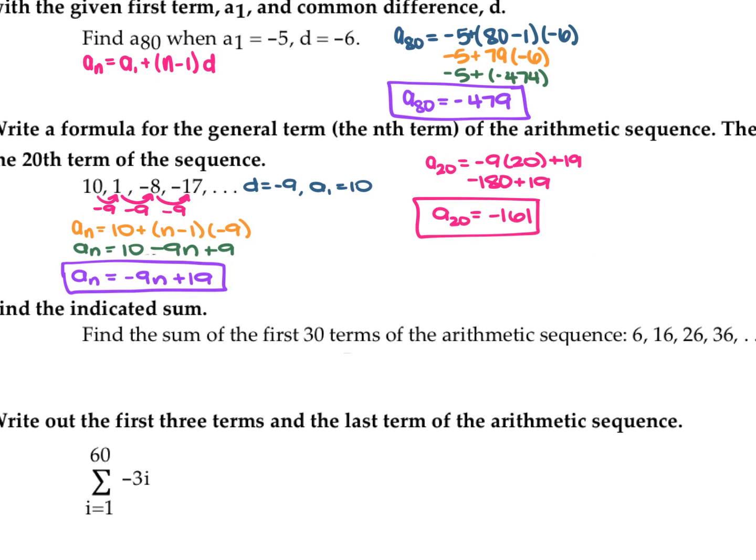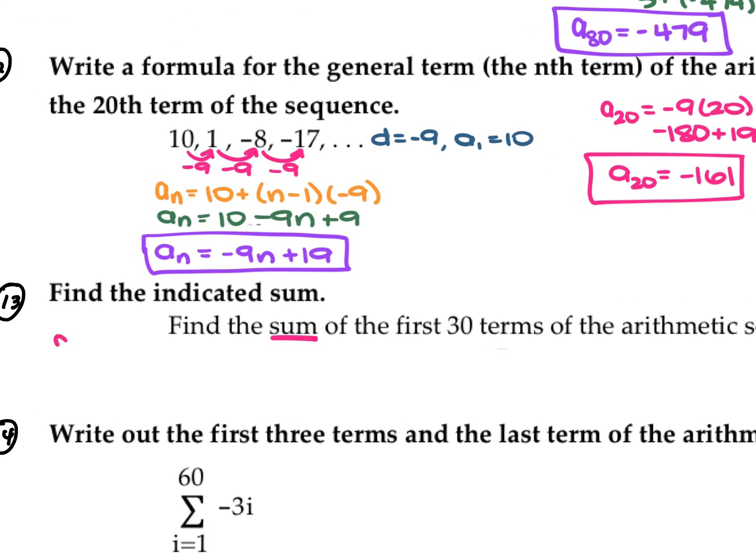For number 13, it tells you to find the sum of the first 30 terms of the arithmetic sequence 6, 16, 26, 36. First off, what's the common difference? What's happening between these terms? You're adding 10, right? So d is 10. With that, it tells you to find what? Not the first 30, but the sum of the first 30. So when we're working with the sum, we're using the formula S sub n is equal to n over 2 times a sub 1 plus a sub n.